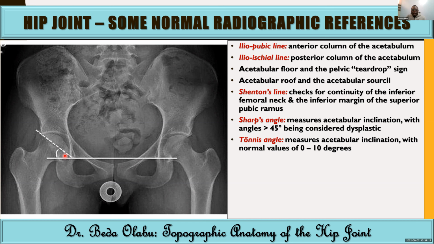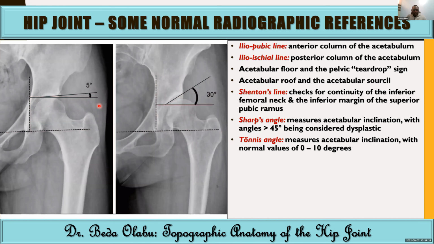The other angle that we can also use to measure the acetabular inclination is what we call Tönnis angle. Tönnis angle is done like this. So you get a horizontal line that passes through a tangent on the upper part of the femoral head.